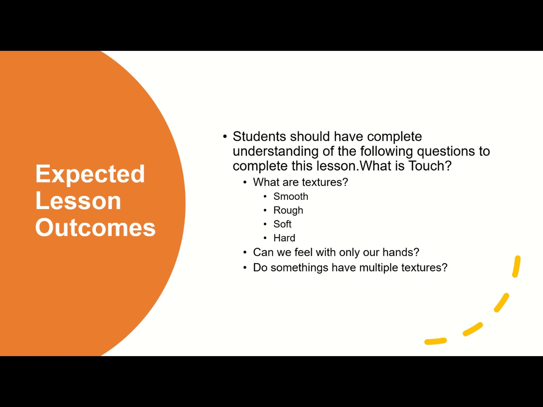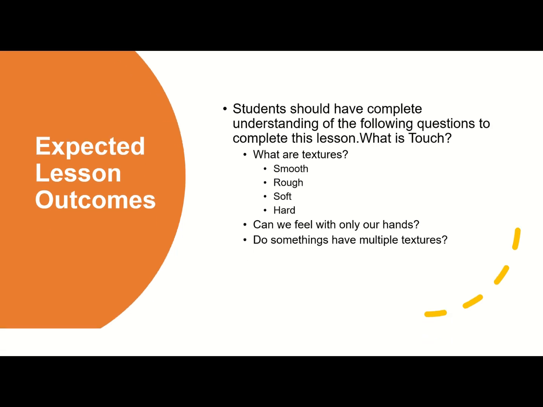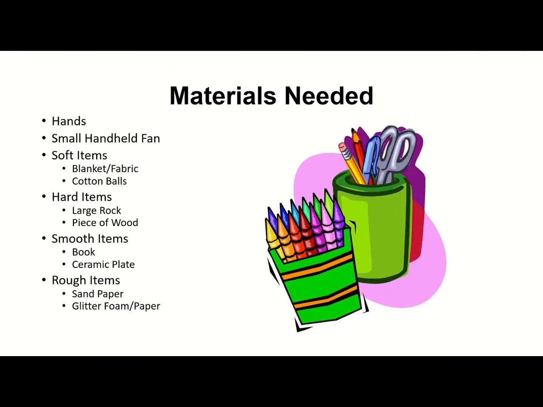Can we feel things by not touching them? Can we feel things that touch us, such as the wind blowing on our face, or a hug, or a handshake? Can multiple textures be represented by touching one thing? Do we feel two different textures when we touch something?